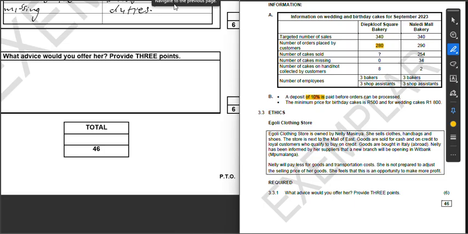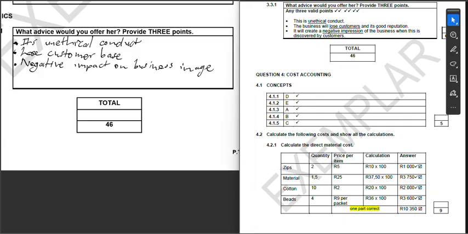So let me just break it down into simple answers. First of all, unethical conduct, 1. Secondly, loss of customer base, 2. And thirdly, business reputation will be tarnished, or business reputation will be destroyed or lost. So those are the 3 points that are related to this scenario. Okay, so let me just write that down quickly. All right, ladies and gentlemen, so we're done with that. So the answer is there. It is unethical conduct. There's loss of customer base, and there will be negative impact on the business.